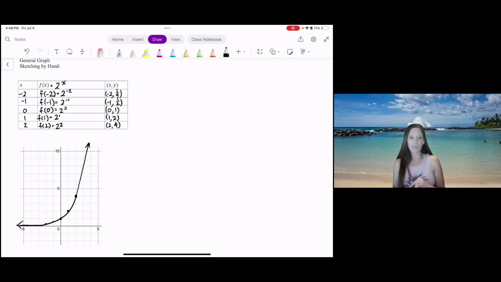For the x value of 3, 2 to the third is 8, which means I go through the point (3, 8) as well. This is a standard parent function. If I was to take 3 to the x, I would be talking about -2, 1/9; -1, 1/3; 1, 3; 2, 9. But 0 would be 1.